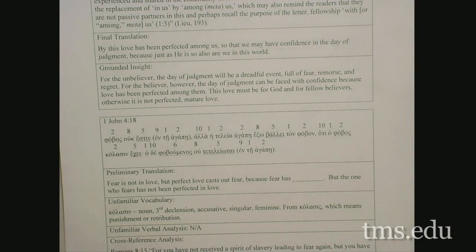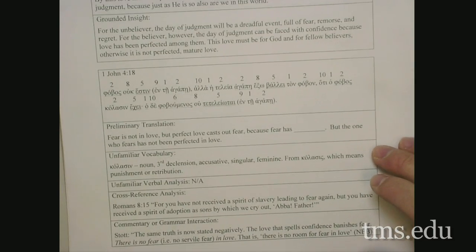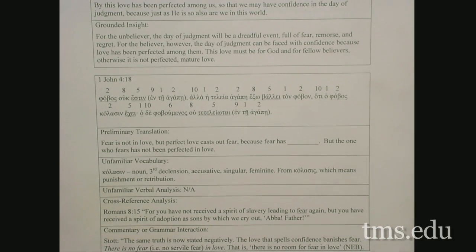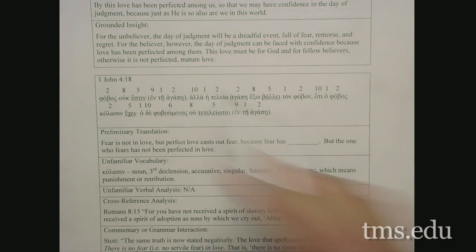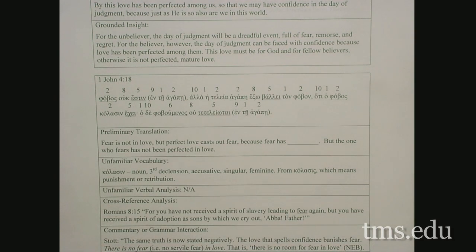Final translation. By this love has been perfected among us, so that we may have confidence in the day of judgment. Because just as he is, so also are we in this world. Grounded in sight. For the unbeliever, the day of judgment will be a dreadful event, full of fear, remorse, and dread. To the believer, however, the day of judgment can be faced with confidence because love has been perfected among them. This love must be for God and for fellow believers, otherwise it is not perfected, mature love.